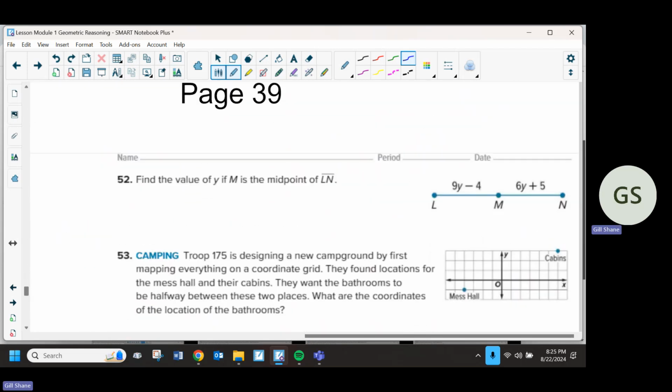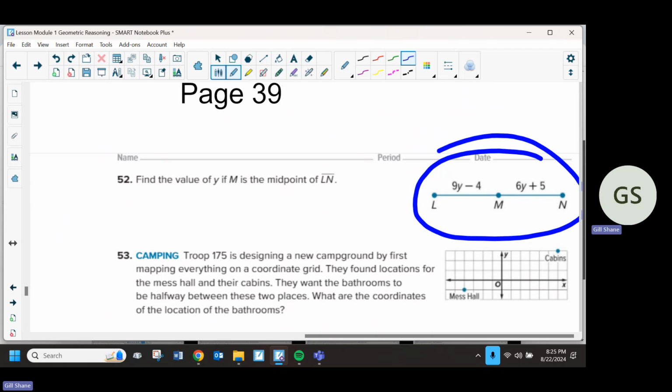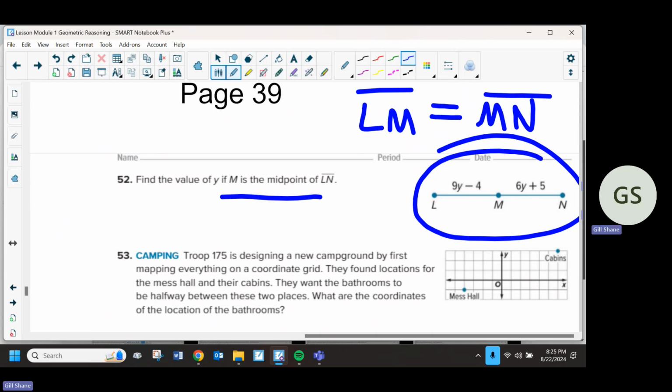Oh, there's one here. So again, here's a situation. If they tell me M is the midpoint, I know that LM equals MN. I also know that's the length of LM. That is the length of MN. So I can now set those two things equal to each other, and then you solve for Y. So that's an example of what I did before.